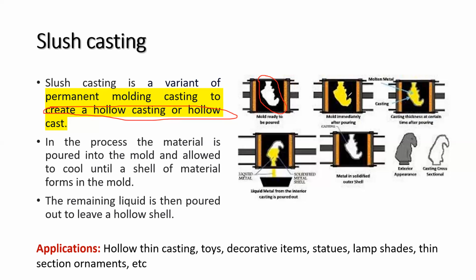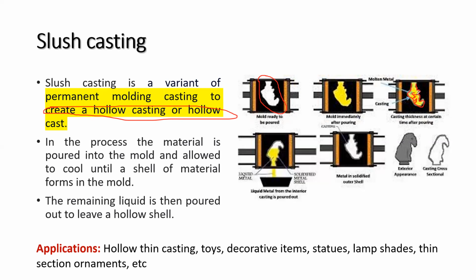We allow it to cool for a certain period of time to create a shell adjacent to the mold wall, because casting is initiated near the mold wall. The mold wall is at low temperature and the molten metal is at high temperature. When the high temperature molten metal touches the mold wall, solidification starts and progresses perpendicular to the mold wall. So a uniform thickness will be created all along the mold wall.